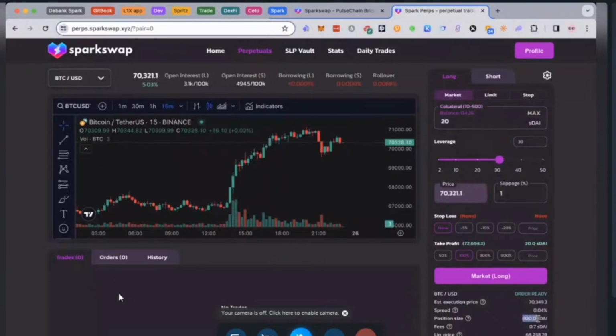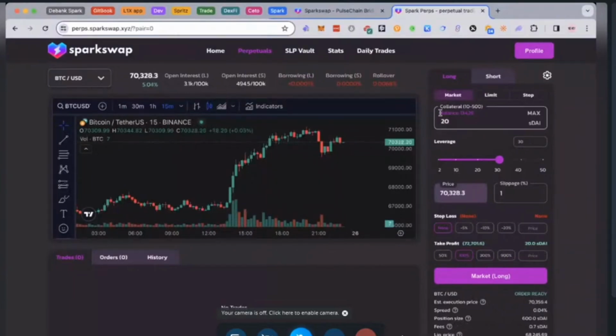Again, this is going to be filled out for you if it's a market trade. If it's a limit, you'll have to fill it out yourself. You can adjust the slippage, but it's usually not too bad. 1% is a good default. And then here you can set your stop losses and take profit actually.